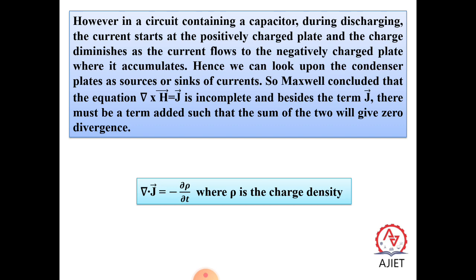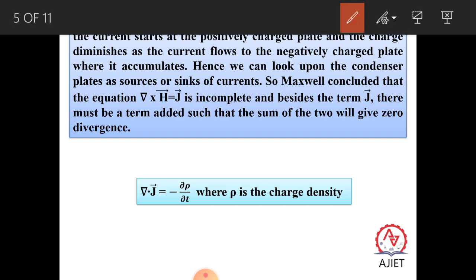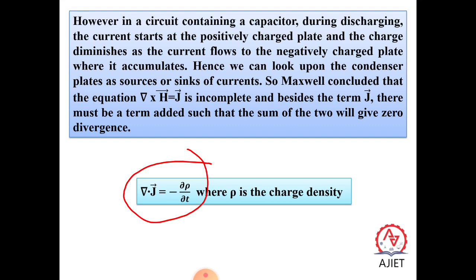So Maxwell concluded that del cross H is equal to J is incomplete. Besides this, there should be some added term. He tells that del dot J, we know from the equation of continuity, is equal to minus dou rho by dou t. As more and more charges go out of the surface, the net volume decreases, and as the charges go out of the surface, it contributes to the current density.